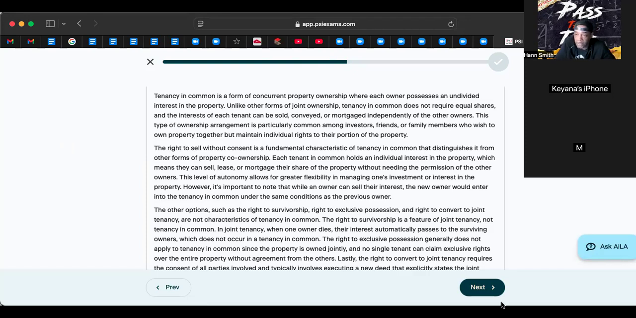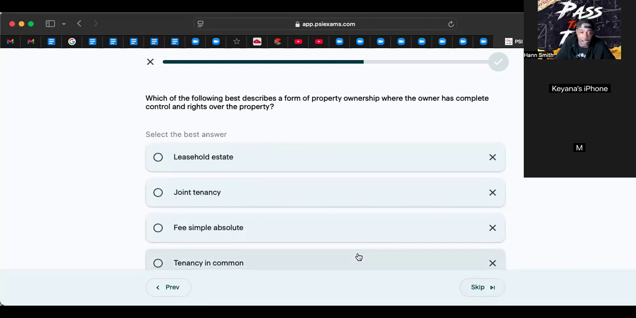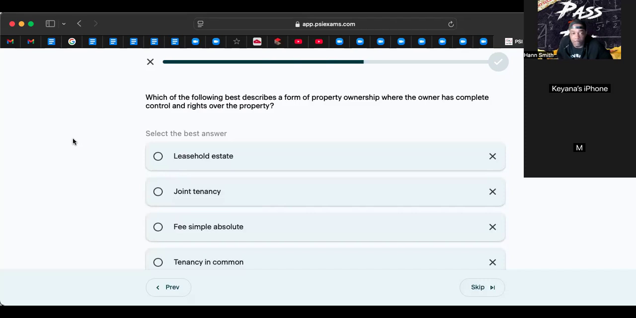All right, next question is the last question. Let's knock it out. It is a question that we can answer. It says, which of the following best describes the form of property ownership where the owner has complete control and rights over the property? Remember, think about those things I told y'all that was property ownership, where the owner has complete control and rights over the property. Is that a leasehold estate? Is it joint tenancy? Is it fee simple absolute? Is it tenancy in common?